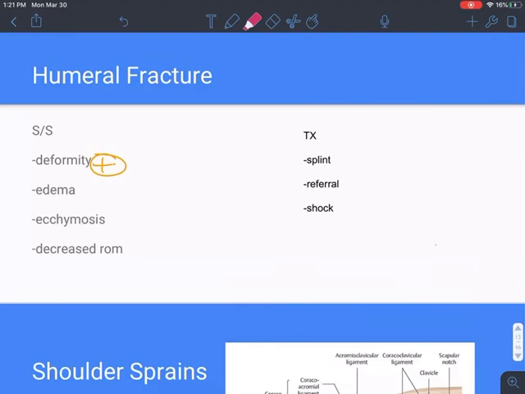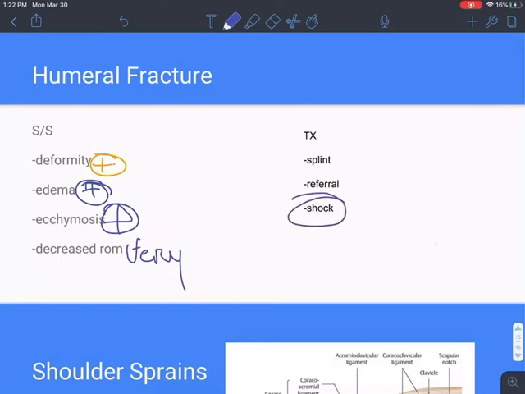Okay, so treatment. There would definitely be a deformity. You'd have some edema and some ecchymosis, and definitely very much decreased range of motion. So splint, refer, and you might have to treat for shock depending on how bad they're feeling.